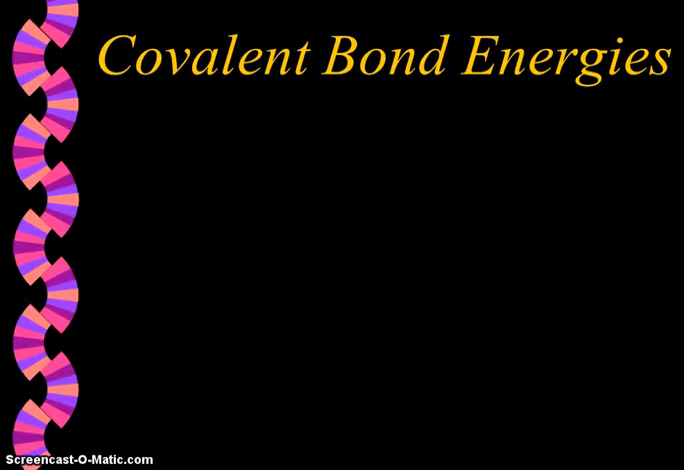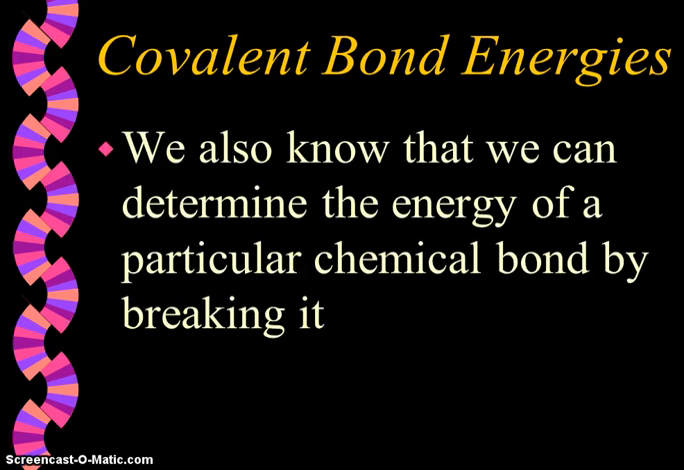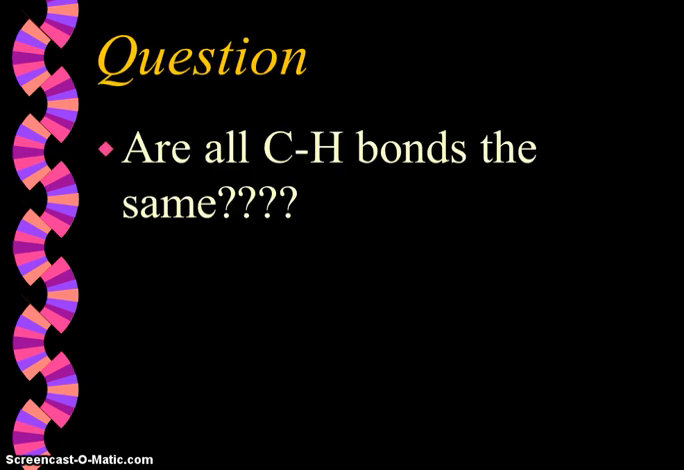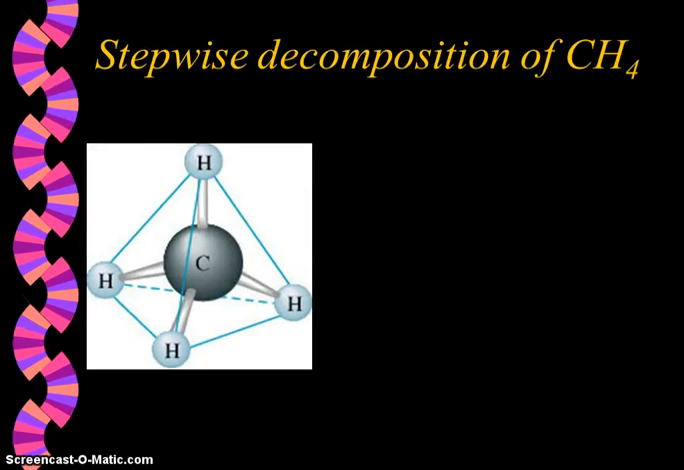So we want to talk about covalent bond energies in this particular section. So we know that we can determine the energy of a particular chemical bond by breaking it. We have to add energy in. So the question, are all carbon-hydrogen bonds the same? So let's look at an example. Let's say that we've got this molecule here, CH4, which is also referred to as methane. Each of those carbon-hydrogen bonds is a covalent bond. So we're going to stepwise break a carbon-hydrogen bond and measure the energy associated with it.